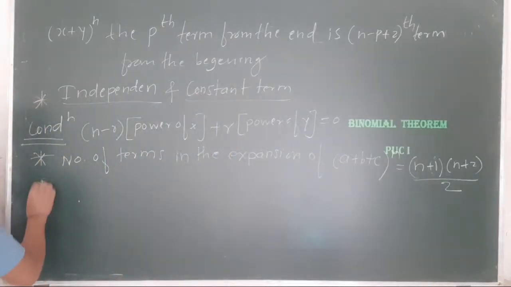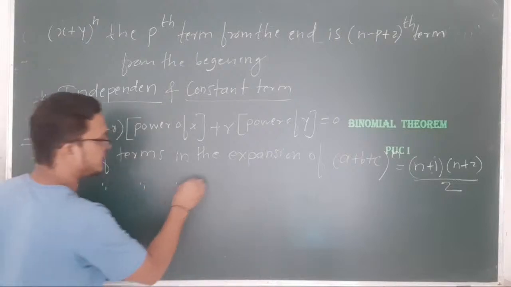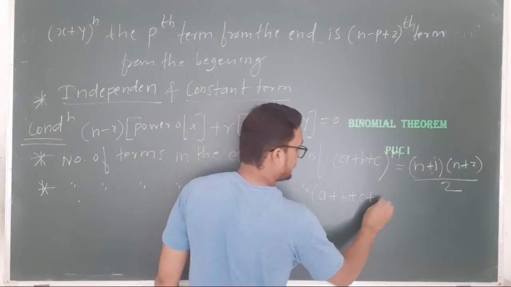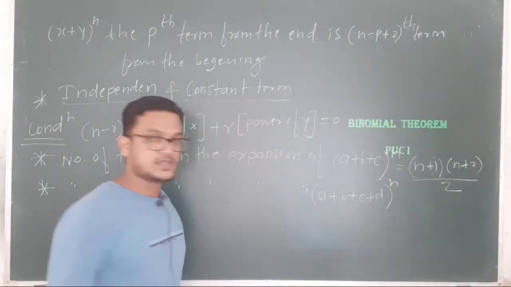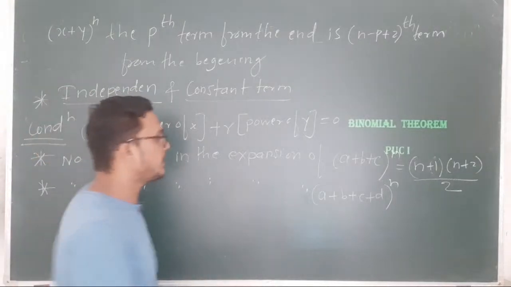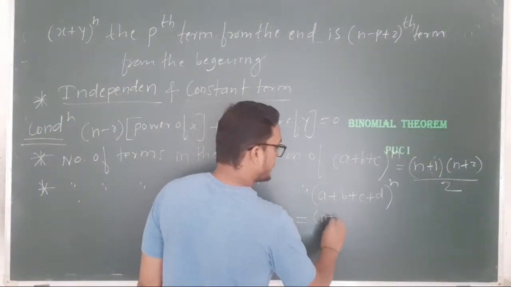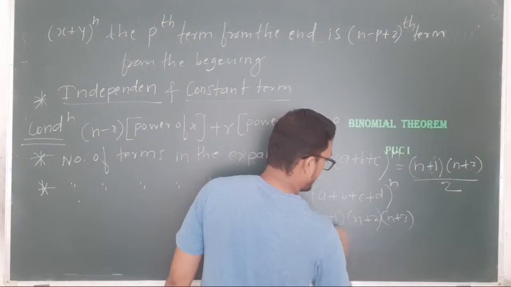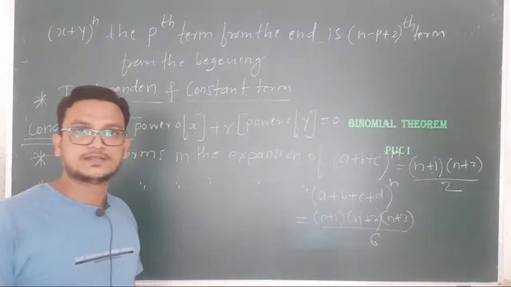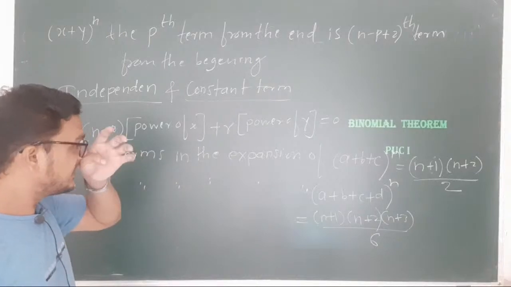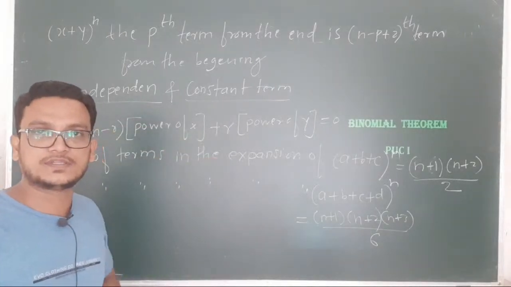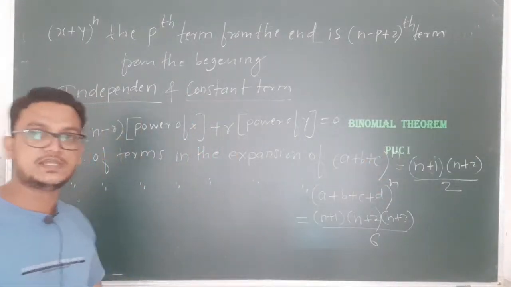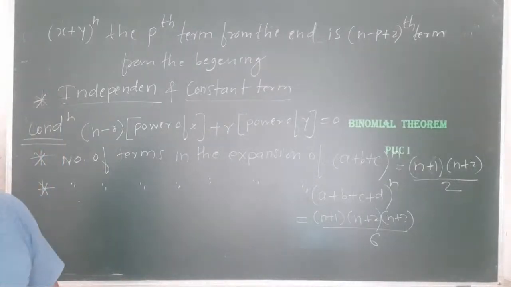Suppose you are finding the number of terms in the expansion of (a + b + c + d)^n, it is given by the formula (n + 1)(n + 2)(n + 3)/6. So these are the two formulas for finding the number of terms in the expansion of (a + b + c)^n and (a + b + c + d)^n.